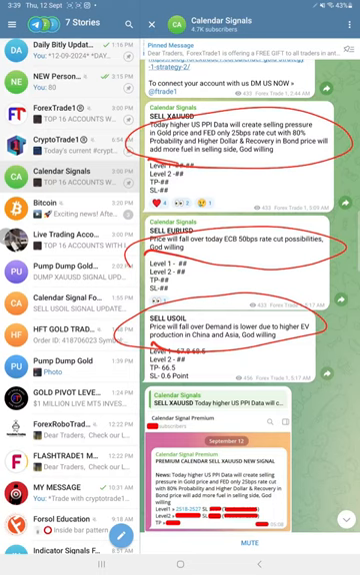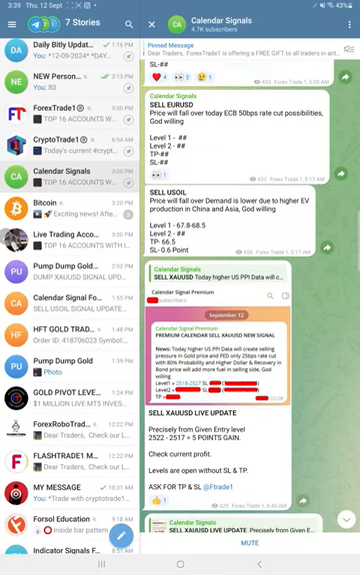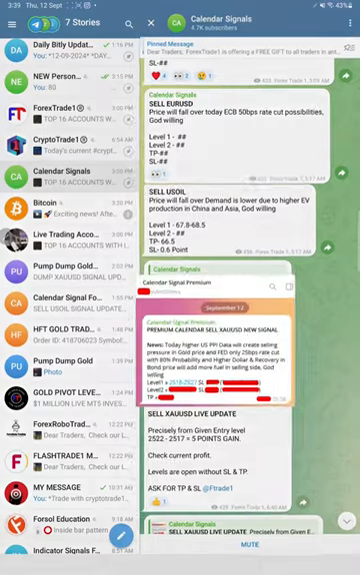And this usually will be based on economic calendar data, and also we are considering the oversold and overbought market conditions. And later today at 6:40 AM GMT, we shared the screenshot from our premium channel.